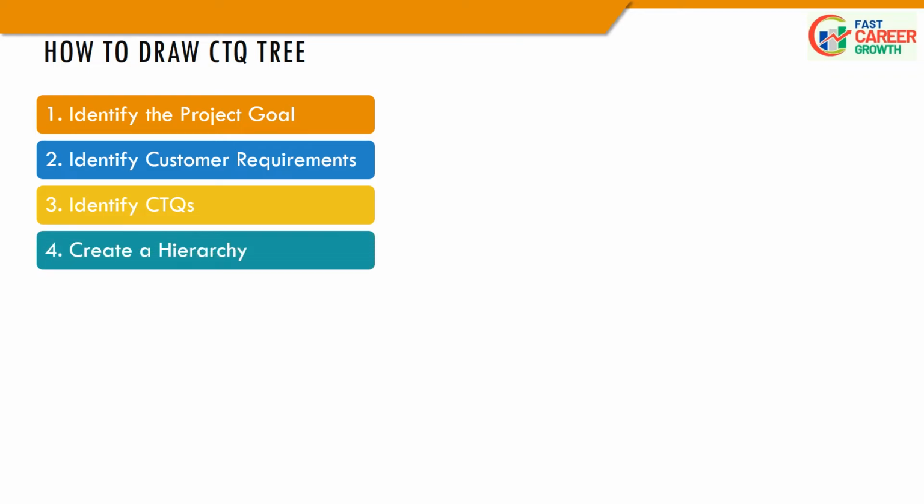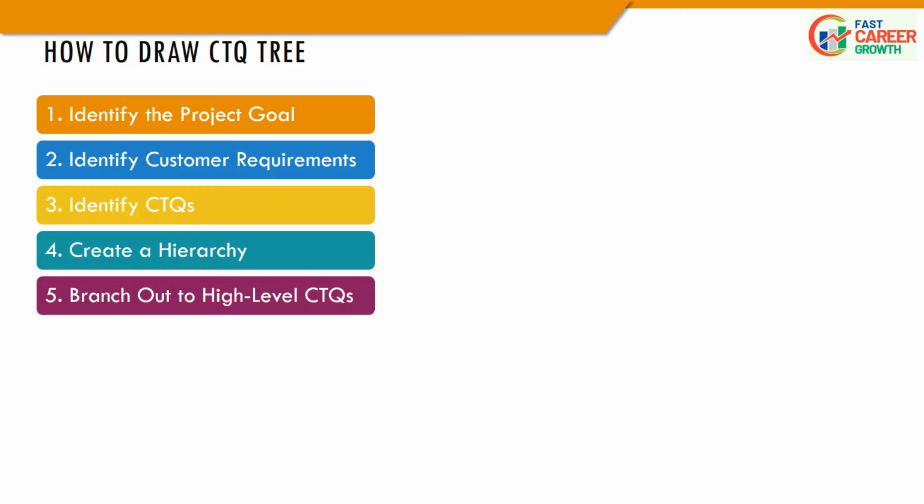Create a hierarchy. Draw a tree-like structure with branches to represent the hierarchy of CTQs. Start with the overall project goal at the top. Branch out to high-level CTQs. Create branches for the high-level CTQs that are directly linked to the project goal. These high-level CTQs are often broad and cover major aspects of customer satisfaction.